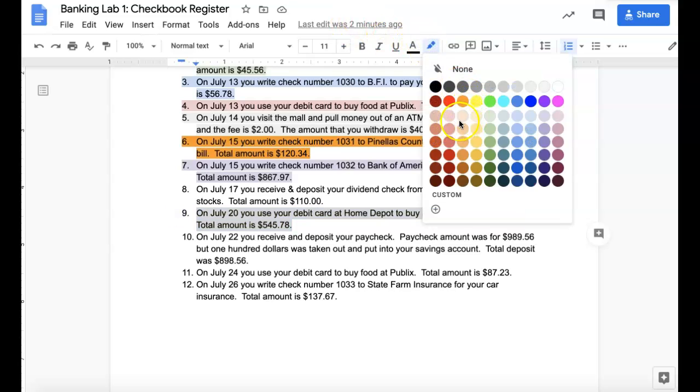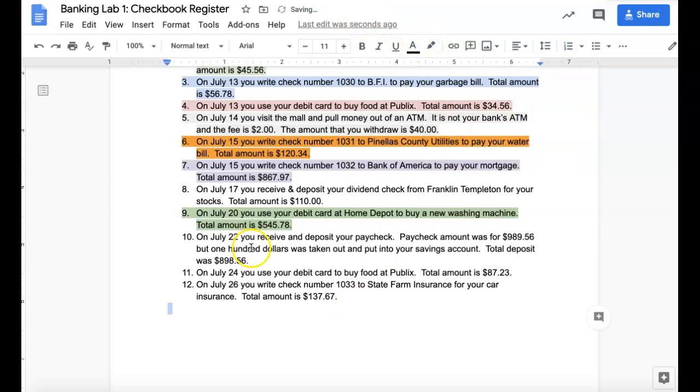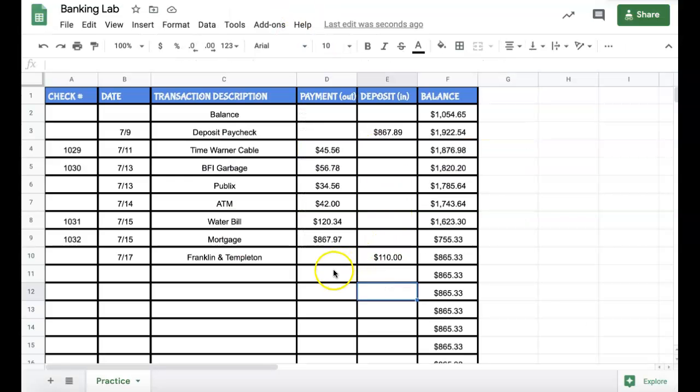And this next one here, I had to go to Home Depot on the 20th to buy a new washing machine for $545.78. That's going to be on the bad column, right? The money going out. So I went to Home Depot, and that was on the 20th.